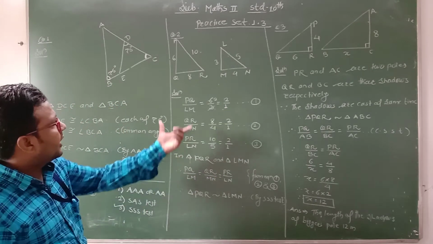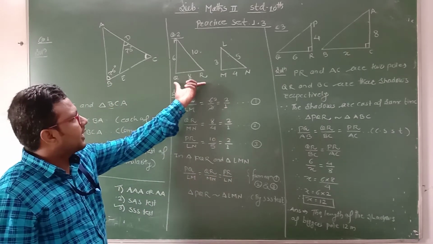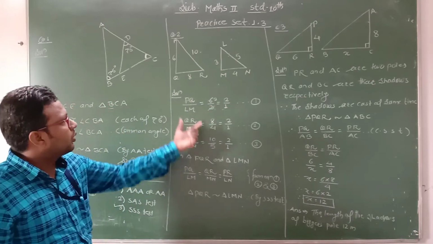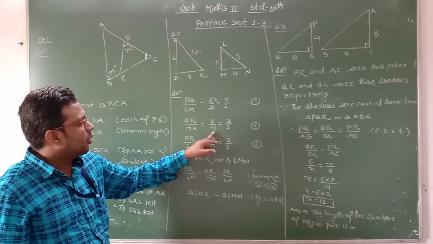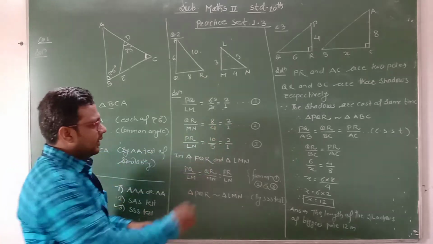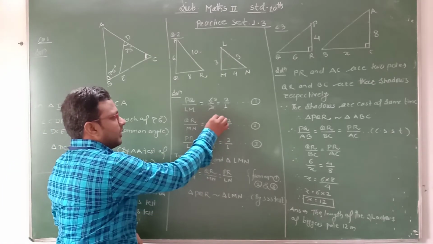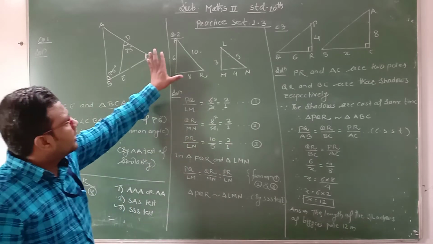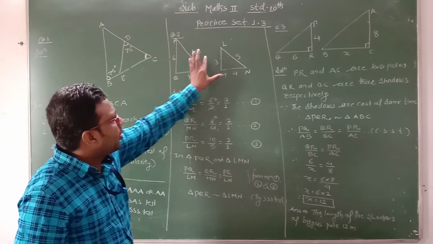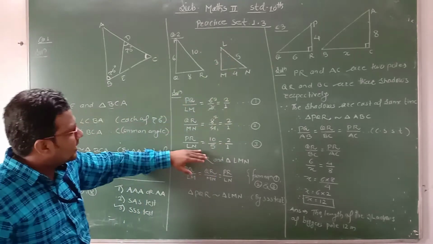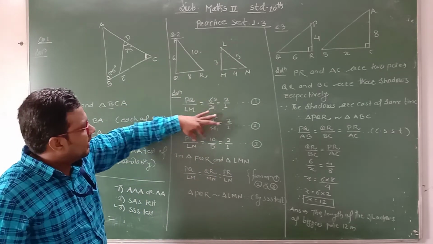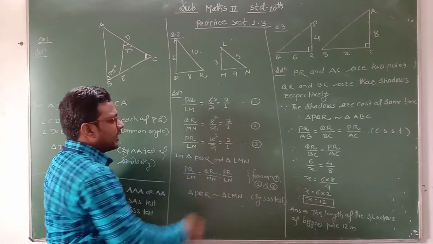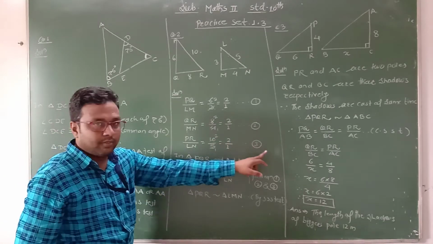Similarly, we take the ratio of the second corresponding sides, that is QR and MN. QR upon MN is equal to, the value of QR is given 8, upon 4, that is 2 upon 1, since 4 1s are 4, 4 2s are 8. This is equation number 2. Similarly, for the third side of the triangle, PR upon LN is equal to, PR is given 10, LN is given 5. Here we get 5 1s are 5, 5 2s are 10, that is 2 upon 1. This is equation number 3.